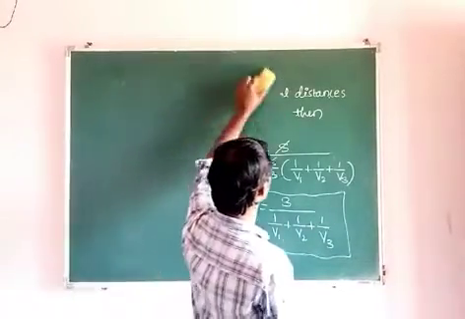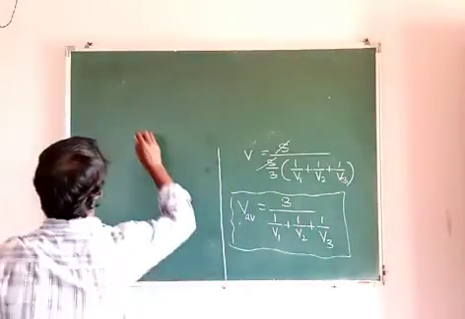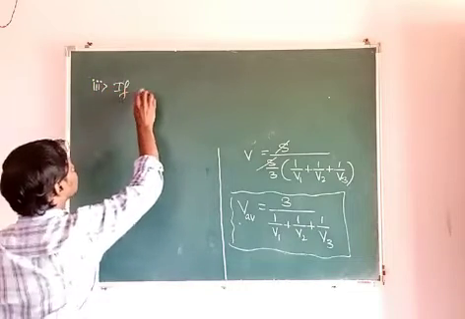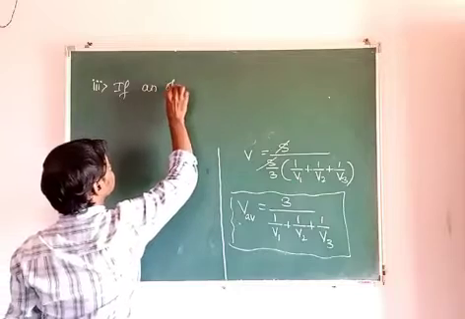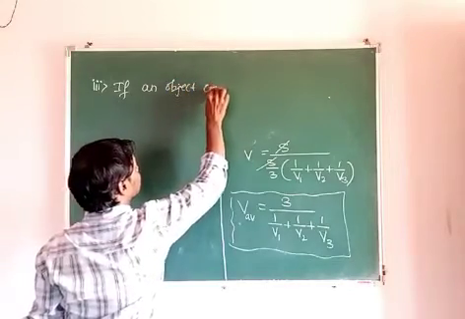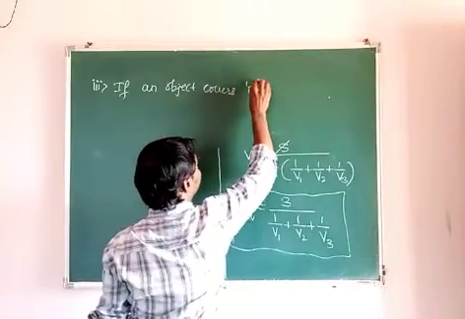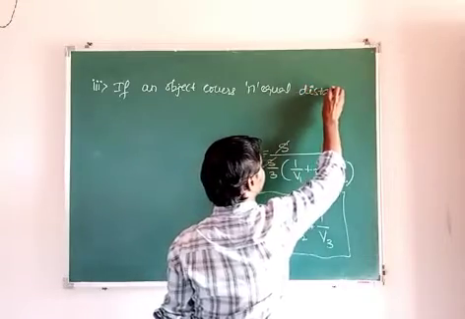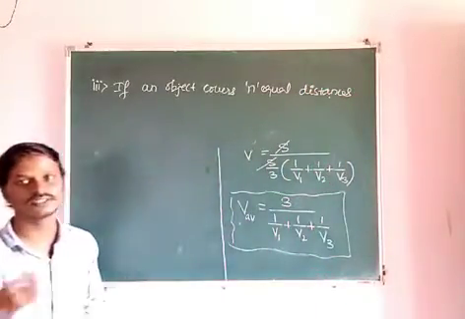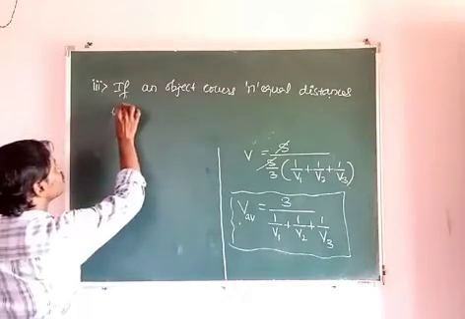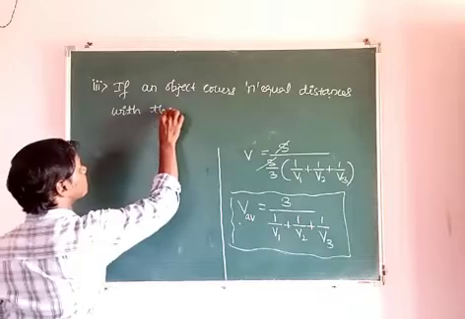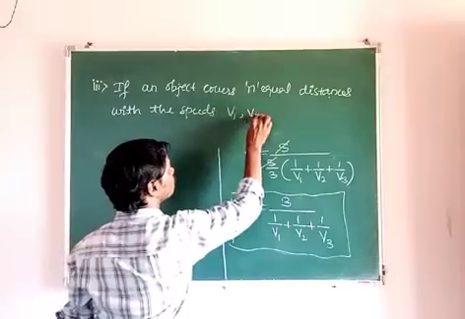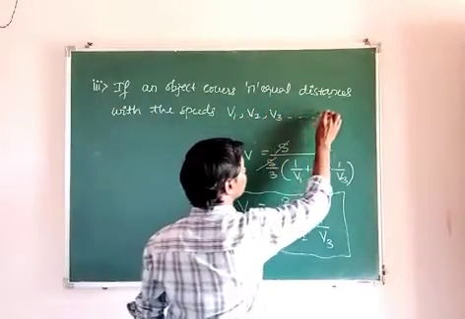The next case, number 3. If an object covers n number of equal distances with the speeds V1, V2, V3 and so on up to Vn.